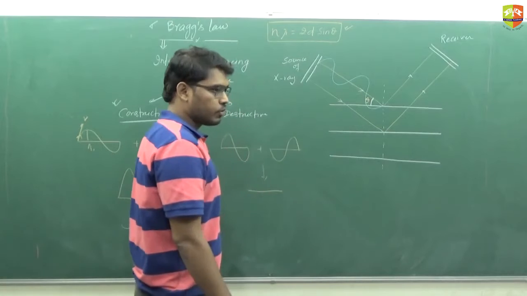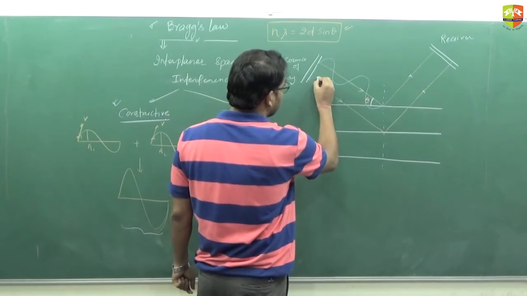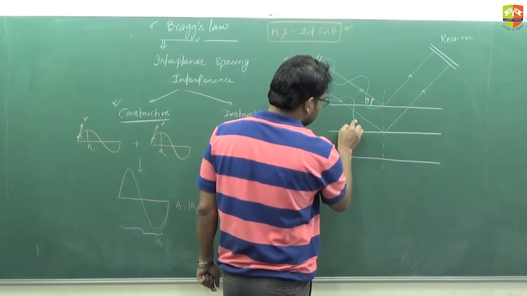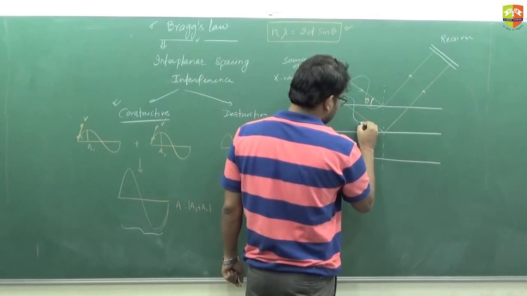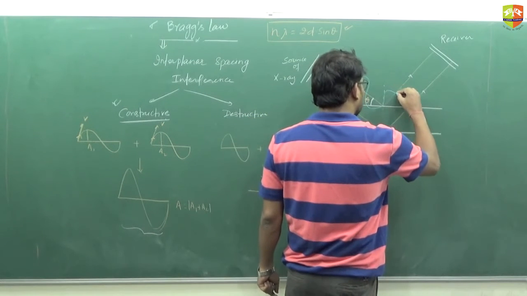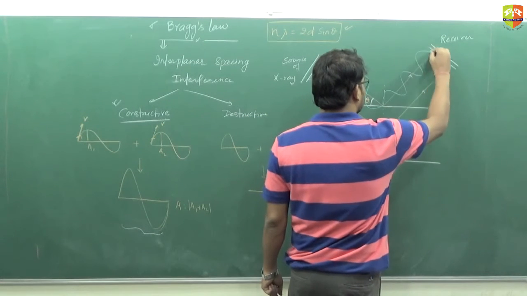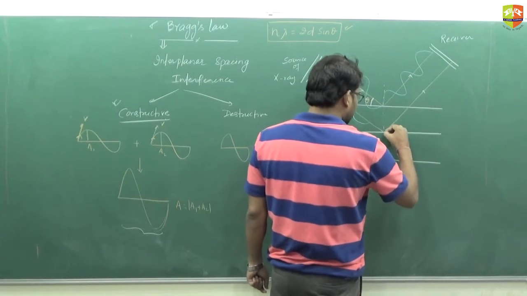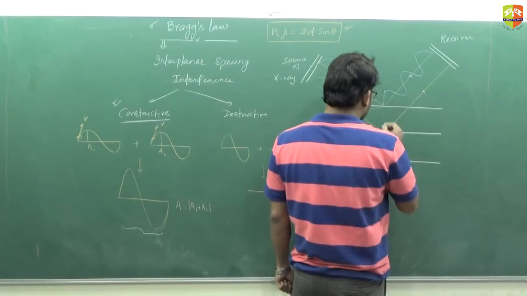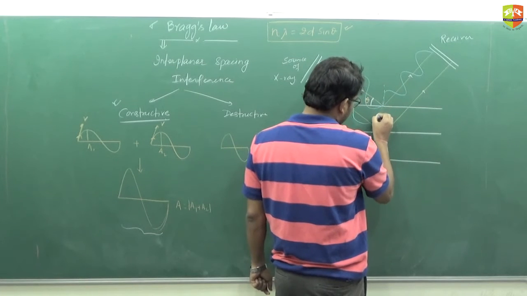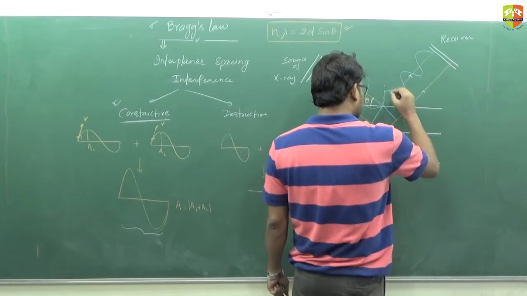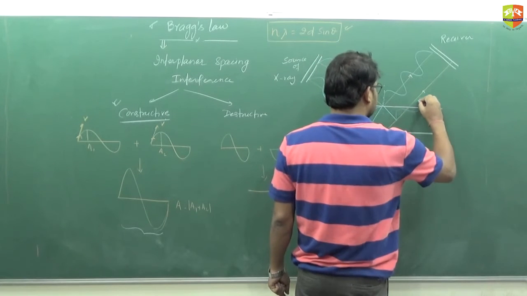Suppose this is a wave we have. Same phase, so it should go like this. Or from here it should go like this. So the same phase we have, so here it should be. We draw one perpendicular line here and one perpendicular here. So the phase should be the same, so it should go like this.